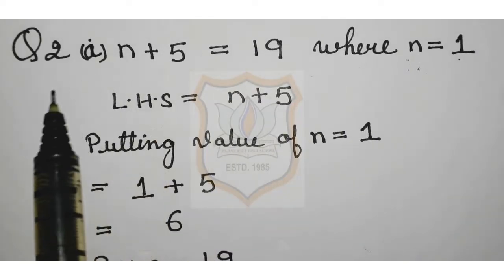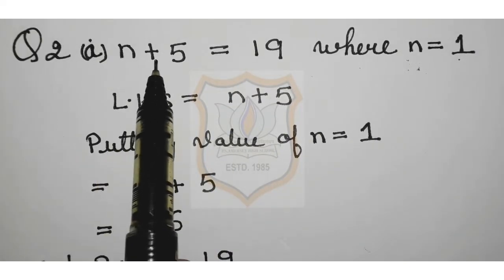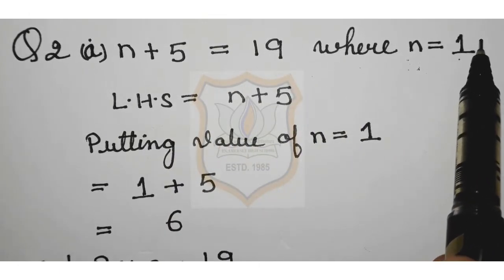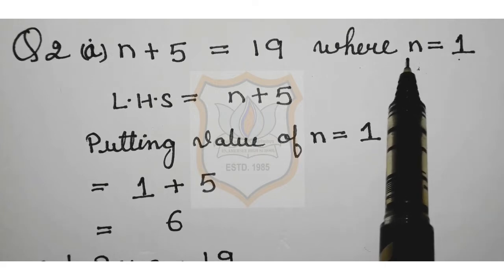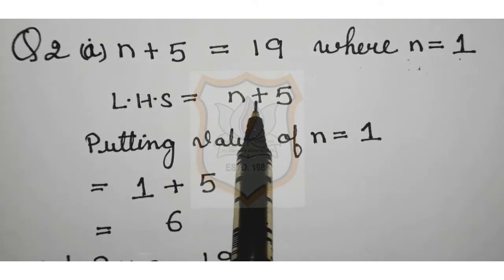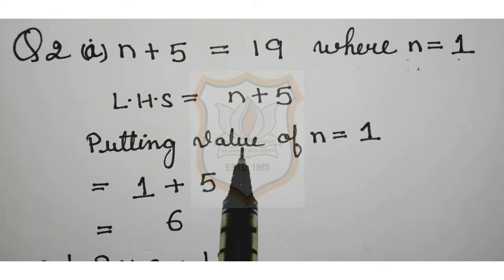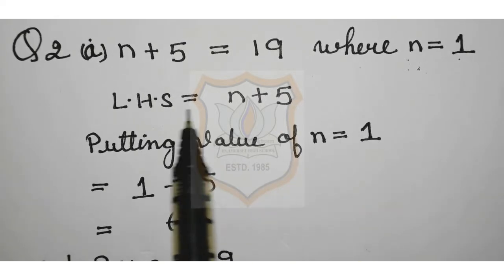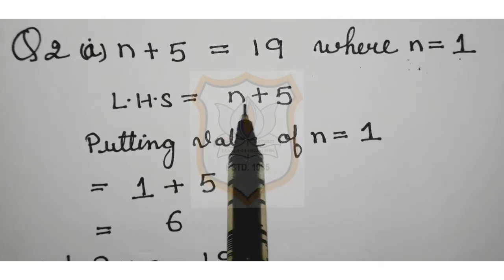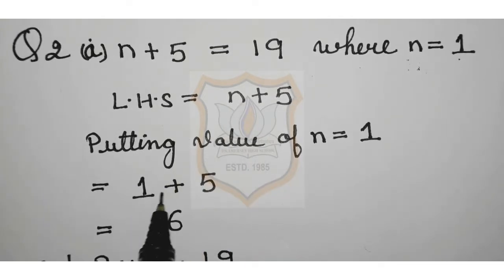So student, let's solve question number 2, A part. N plus 5 is equal to 19, where n is equal to 1. Now we will put the value of n in the equation. So LHS is equal to n plus 5. Putting value of n is equal to 1 in LHS, that is n plus 5. In place of n, we will put 1. So 1 plus 5, that is equal to 6.